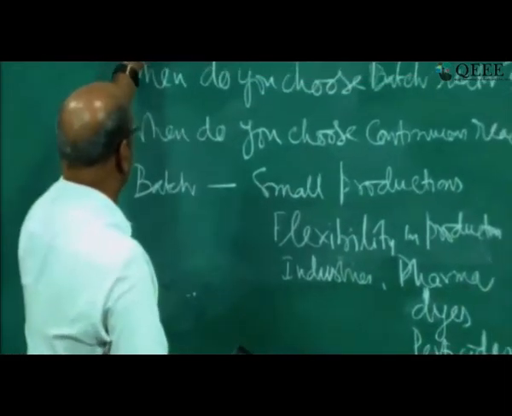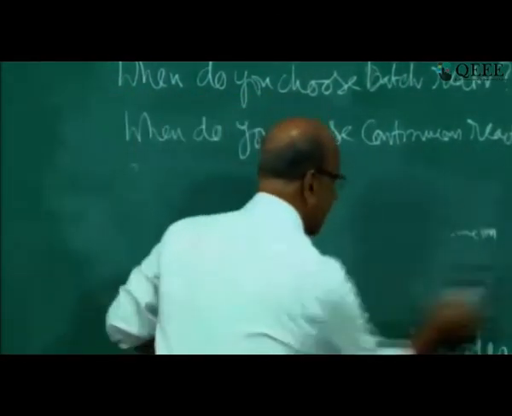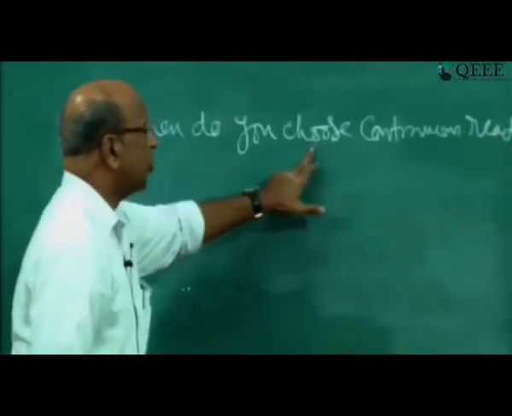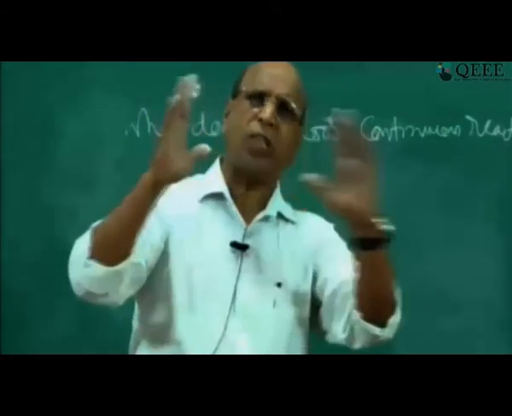Good. So that is the one about the batch reactor. We have not yet derived the equations, but we are only discussing the difference between a batch reactor and a continuous reactor. So now, when do you choose the continuous reactor? The batch reactor we have just discussed. When do you choose the continuous reactor? A continuous reactor can be chosen, as I told you, for very large production rates.